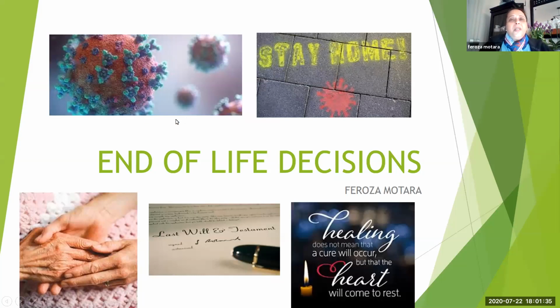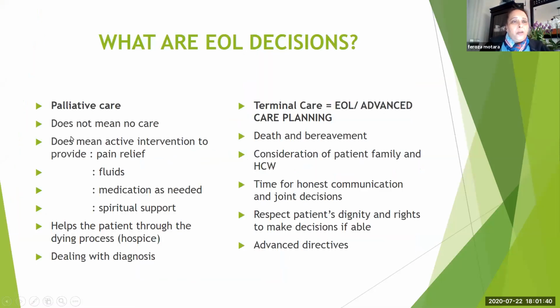So essentially, end-of-life decisions comprise of palliative care, which you've already had a lecture on. And it's important to remember that palliative care does not mean no care. It means some kind of intervention that makes the patient comfortable, helps them deal with the diagnosis and helps them through that dying process. So whatever it takes, whether it's pain meds, fluid, medication that's needed, spiritual support, and maybe some kind of alternative medicine as well.